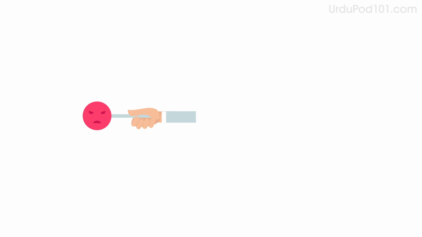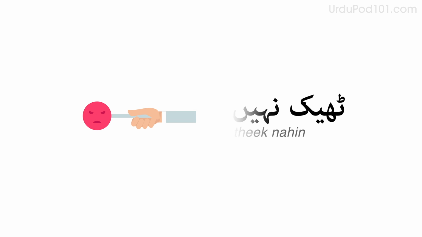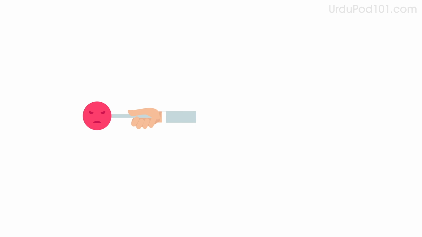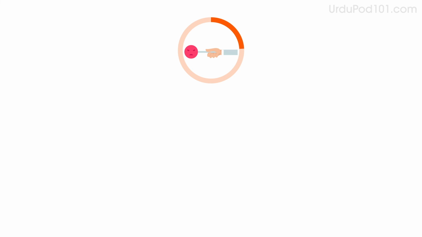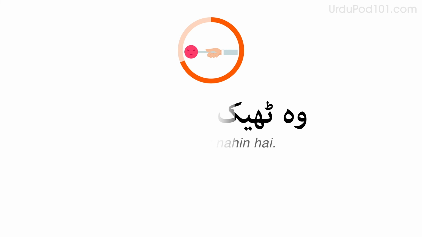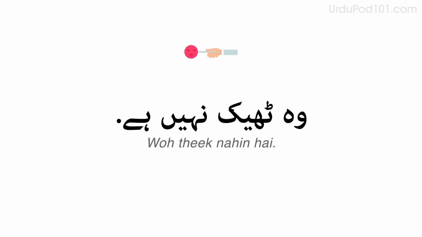Now imagine she's not good. Do you remember how to say not good? ठीक नहीं. Say, "She's not good." वो ठीक नहीं है. Now, answer the question saying she's not good. तुम्हारी वालिदा कैसी हैं? वो ठीक नहीं है.